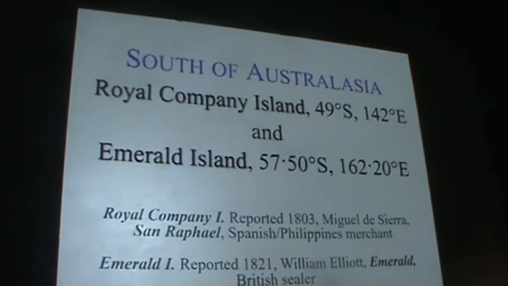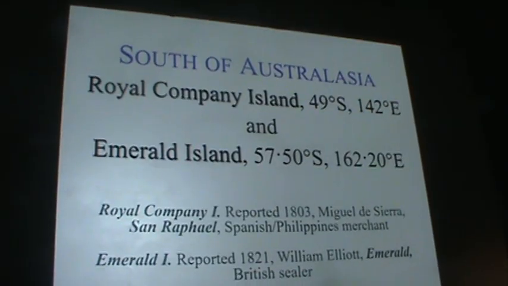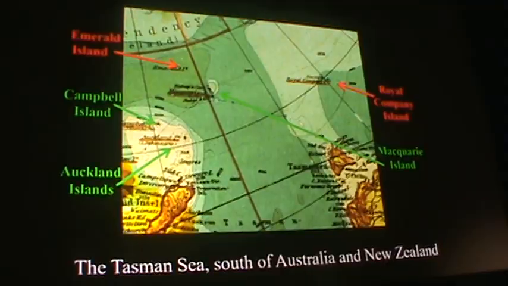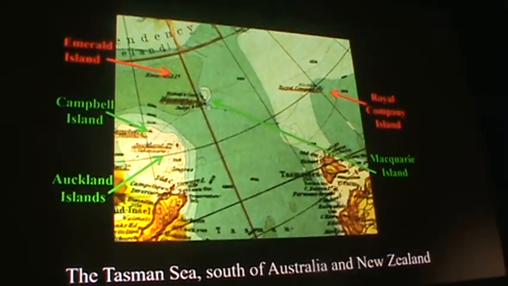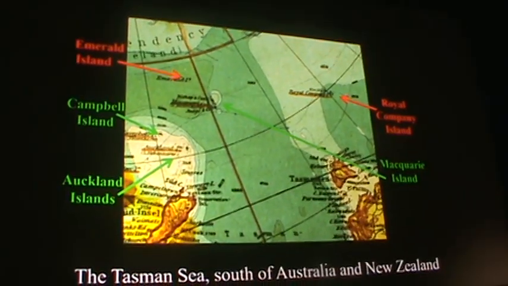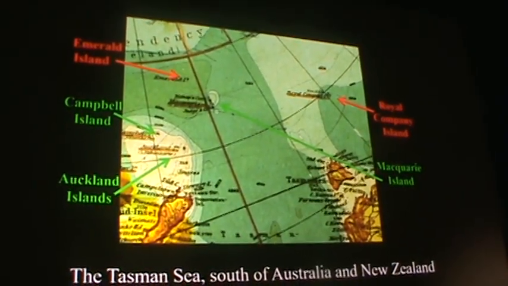South of Australasia, Australia and New Zealand, there's a couple of them that lasted a long time on the maps. Royal Company Island and Emerald Island, let's get that right. If you look at the maps, there's Campbell and Auckland Islands of New Zealand and Macquarie Island of Australia exist. But here we have quite respectable maps with the Royal Company Island and Emerald Island.